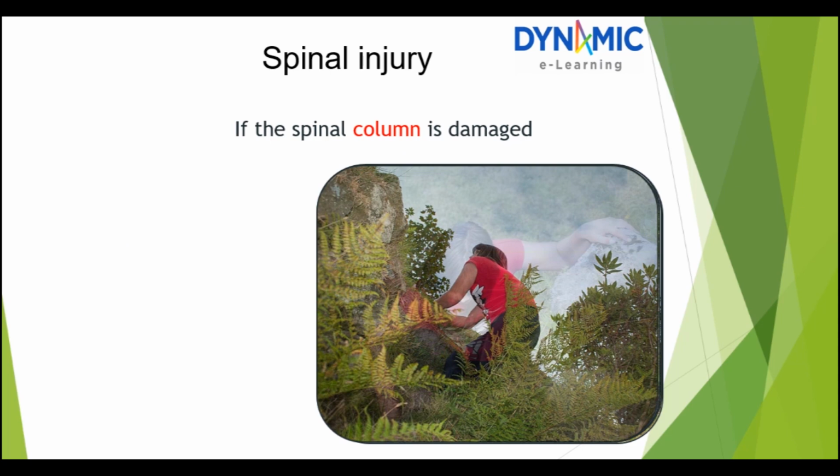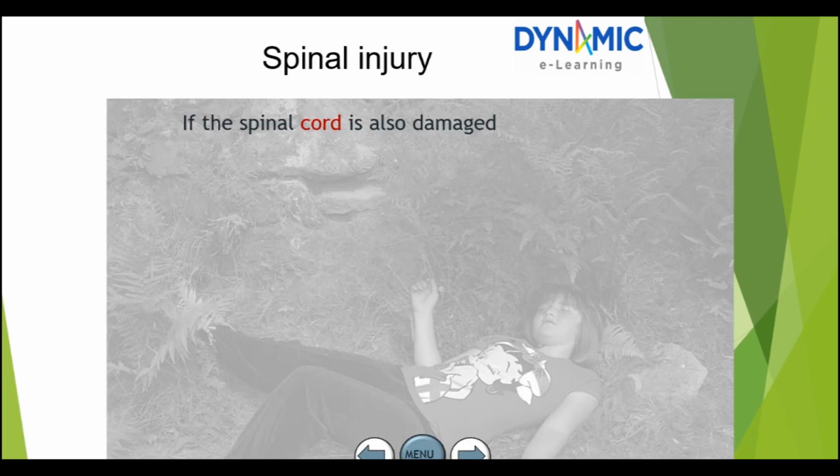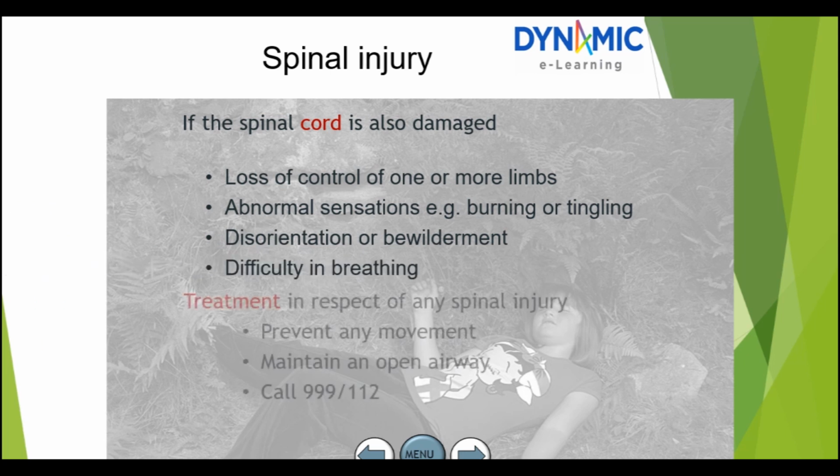If the spinal column is damaged, there may be pain in the neck or back at the level of injury, a step or twist in the normal curve of the spine, and tenderness upon gently feeling the spine. If the spinal cord is also damaged, there could be loss of control of one or more of the limbs, abnormal sensations such as burning or tingling, disorientation or bewilderment, difficulty in breathing. Treatment in respect of any spinal injury: prevent any movement, maintain an open airway, and call for an ambulance.